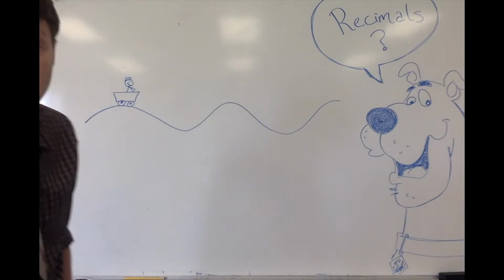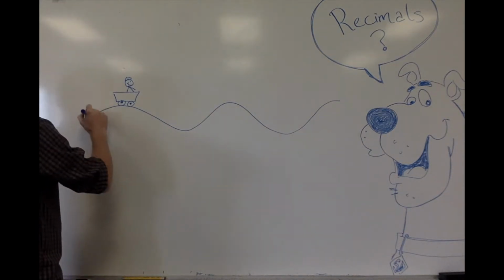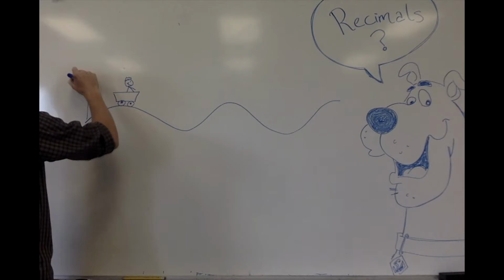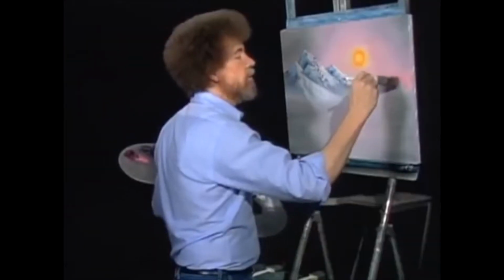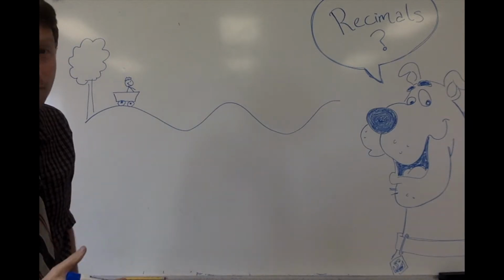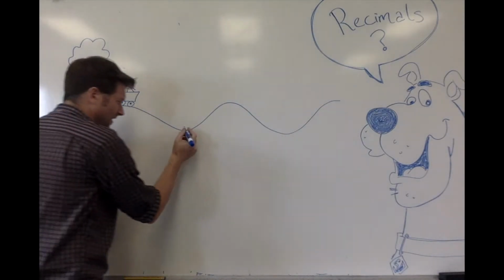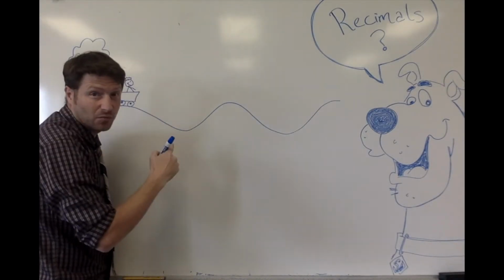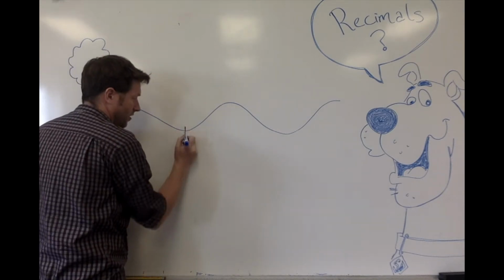Alright, so here's a guy on a mine cart. Let's put a nice tree here. Let's build a happy little cloud. Let's build some happy little trees. So he's traveling across in a mine cart. Now this is actually going to be our number line. I want you to picture this as a number line.